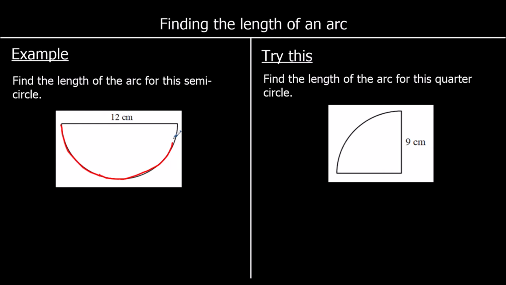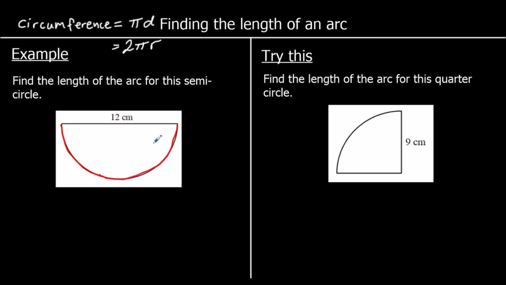So in the question, we're asked to find the arc length, find the length of the arc. So we're finding this red part, the curved part of the semicircle. To find the circumference of a circle, we use one of the two formulas. It doesn't matter which formula you use. It's either pi times the diameter or 2 times pi times the radius. Either of these two formulas give you the circumference of a whole circle.